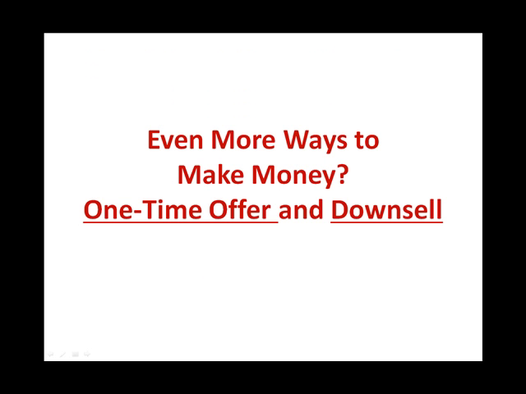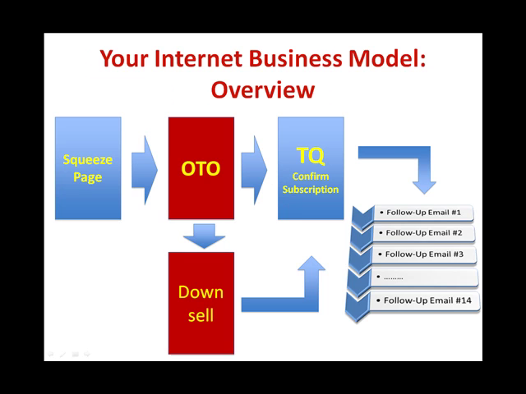Would you like to know even more ways to make money online? There are two concepts I'd like to talk to you about. They're called the one-time offer and the downsell. Going back to the internet business model diagram, notice that after a visitor subscribes on your squeeze page, he doesn't go to your thank you page or a confirmation page right away. He sees the one-time offer first. Now, he's going to do one of two things here. He's going to buy or not buy.